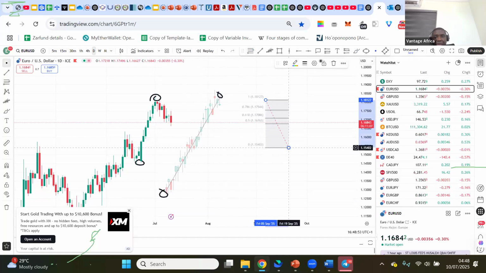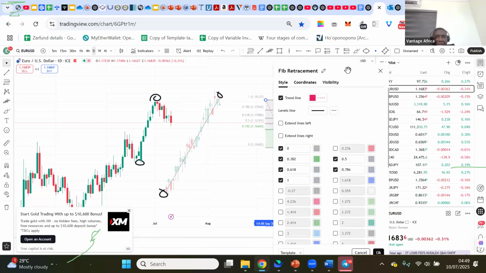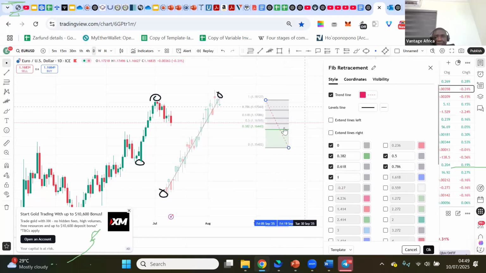So this is the Fibonacci tool here. Now look at this. I selected 0, 1, 0.618, 0.786, 0.5. I checked all these ones because those are the only levels I want to show up on my chart. The other ones, if I check this now, 0.32, it will appear on the chart as well. See, it has appeared there. If I uncheck it, it goes away.